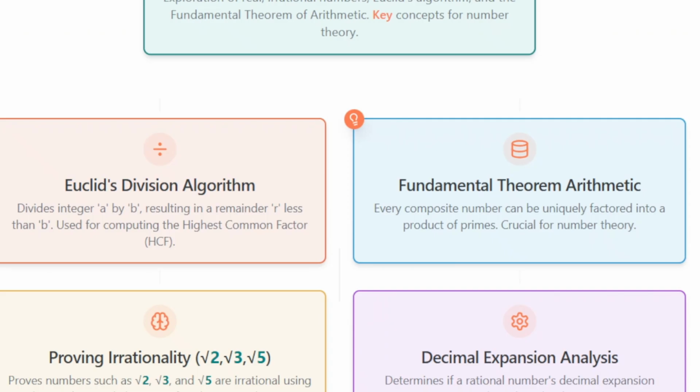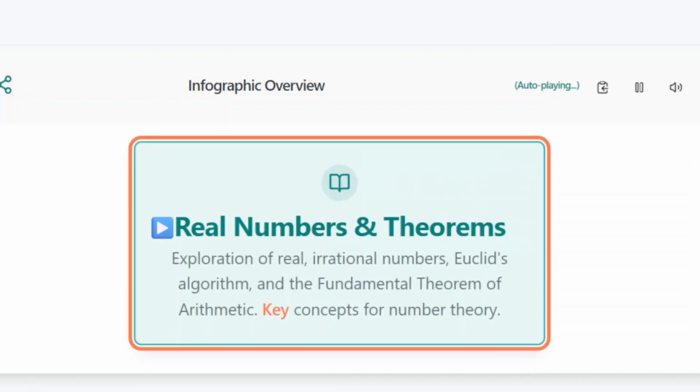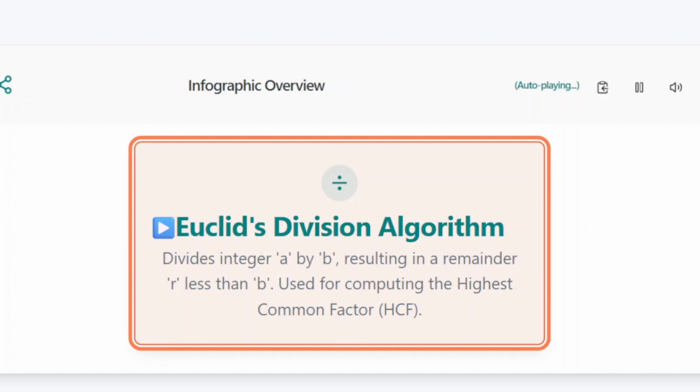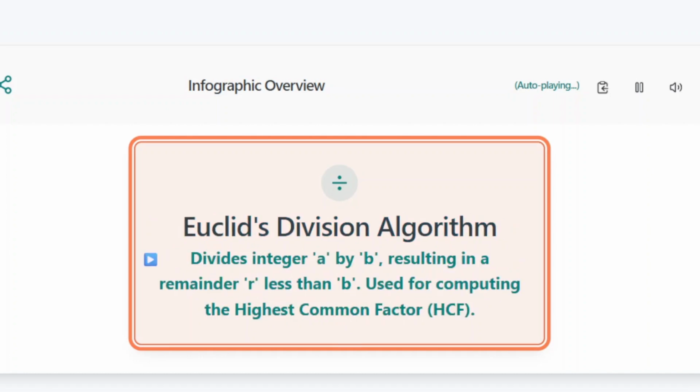Now starting, infographic. Real numbers and theorems. Exploration of real and irrational numbers, Euclid's algorithm, and the fundamental theorem of arithmetic. Key concepts for number theory. Euclid's division algorithm divides integer a by b, resulting in a remainder r less than b. Used for computing the highest common factor, HCF.